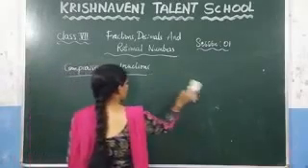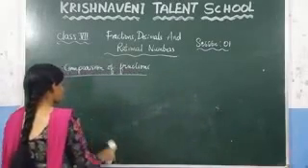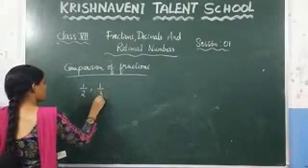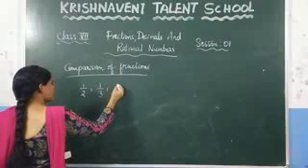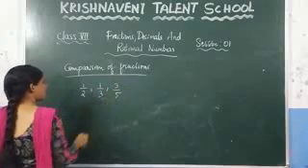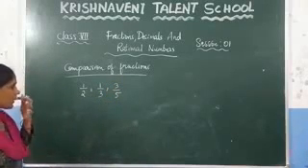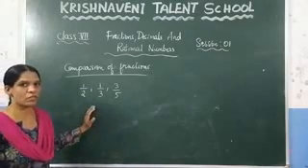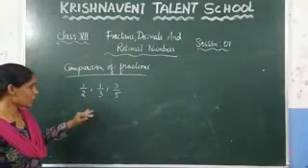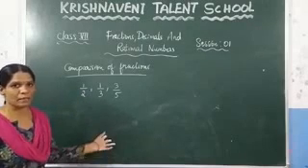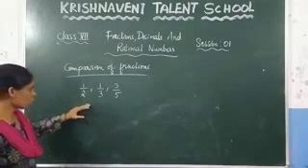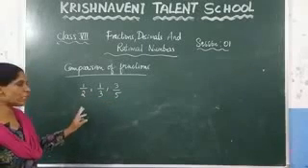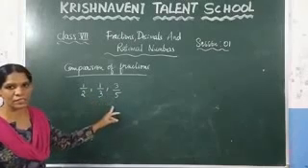Suppose you are given three fractions, consider 1 by 2, 1 by 3 and 3 by 5. If you want to compare these three fractions, how do you compare? If you are given two fractions, what have we done? We made the denominators equal by multiplying. So here also we have to make the denominators equal, but what do we need to do here? We need to take the LCM of these denominators.